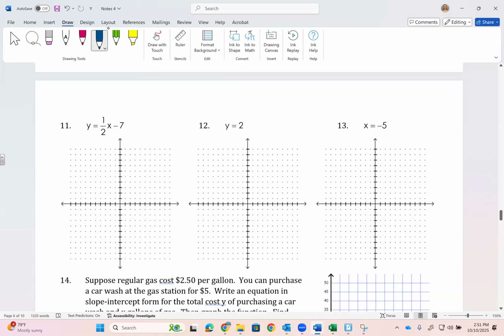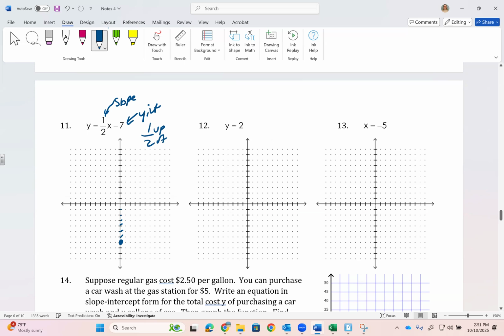And we're going to do a word problem. The next three, the first one has a slope of a half, and the y-intercept here. We start by graphing the y-intercept at -7. So 1, 2, 4, 5, 6, 7. Your slope is a half, it's positive. So it's up and right.